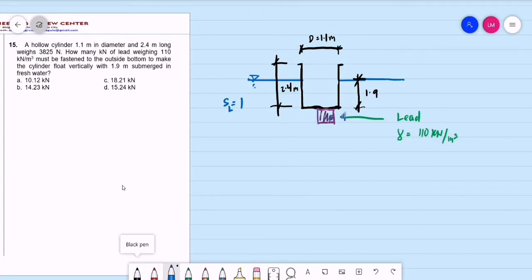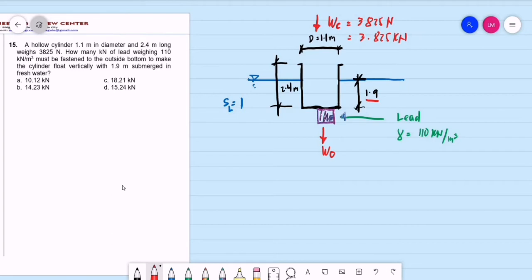So always start with mechanics. What are the forces involved? This is our tank. The depth submerged is 1.9 meters. The diameter is 1.1 meters. So what are the forces? Let's have first the weight of the cylinder, which is equal to 3,825 newtons, or we can have it as 3.825 kilonewtons. Then also, we are to consider the weight of the lead, which is fastened outside the cylinder. So let's say this is the weight of the object.